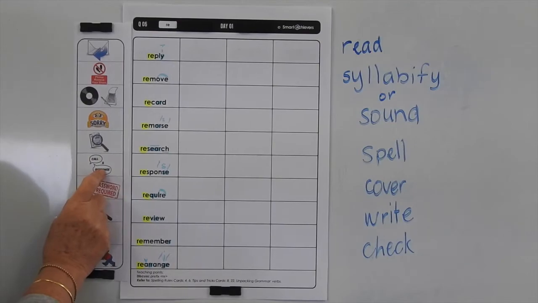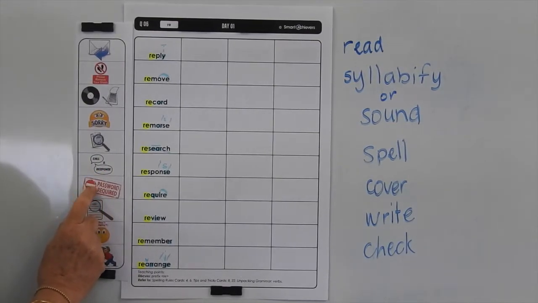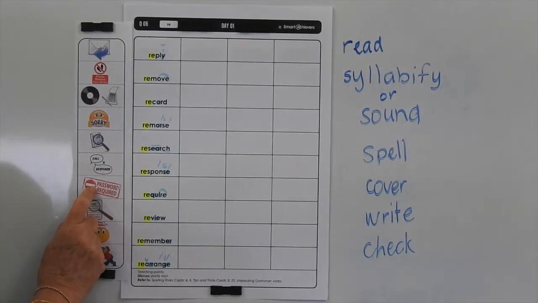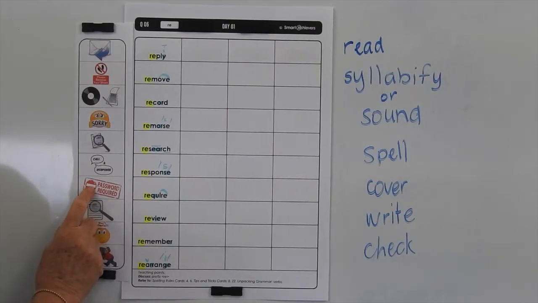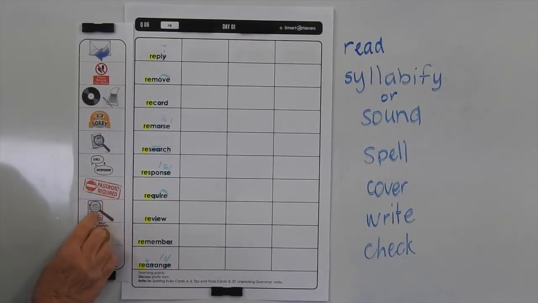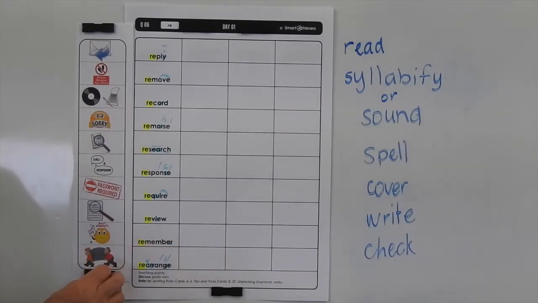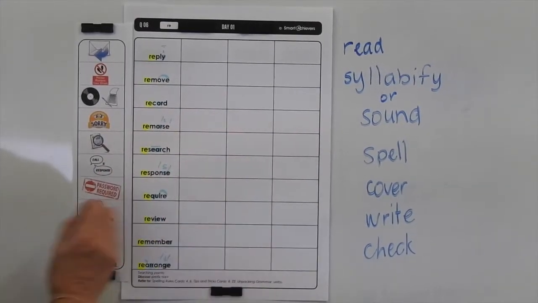A response is a reply to a question. Require is a need, something you really have to do, you need to do. A review is when you check something over again, or you look over it again to make sure it's correct. Remember is when you recall something from the past. And rearrange is when you swap things around. I'll leave you to get on with the rest of that page.